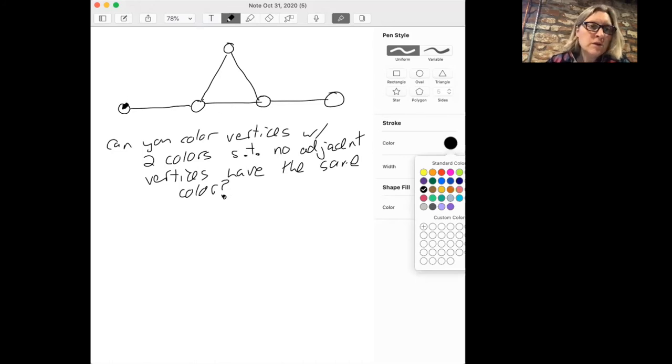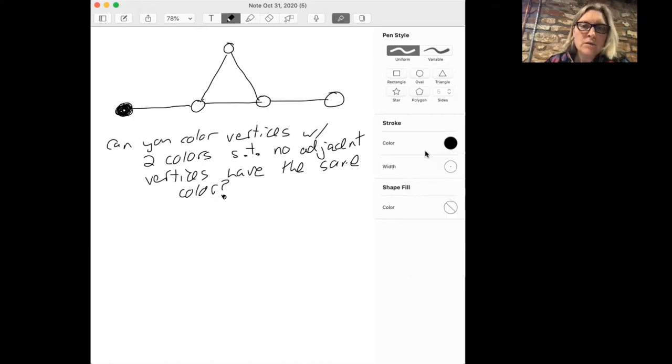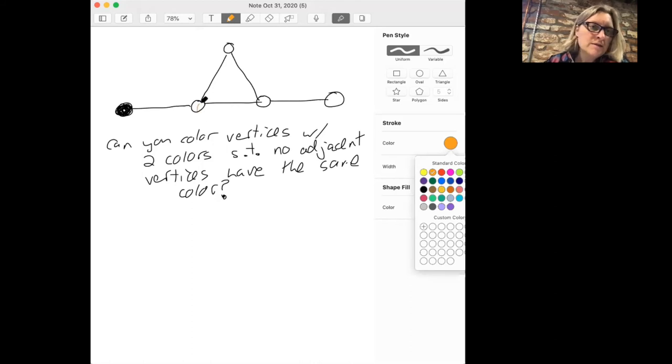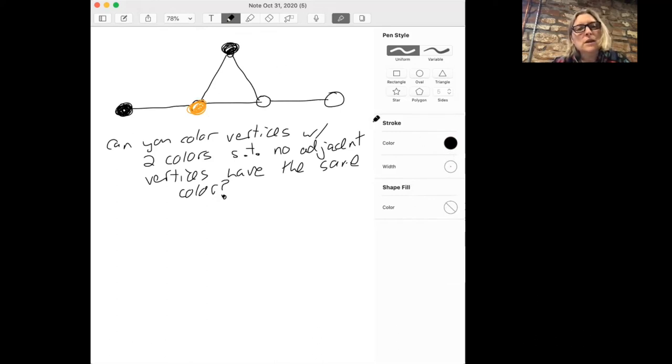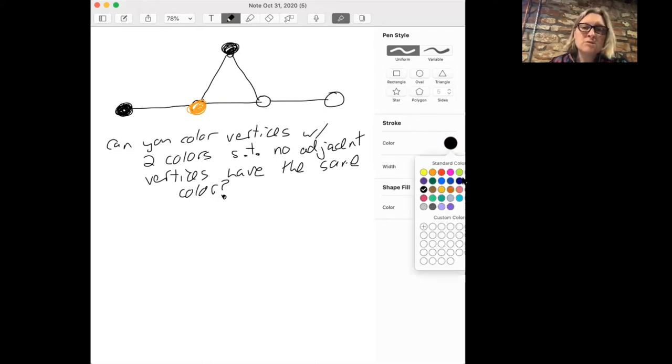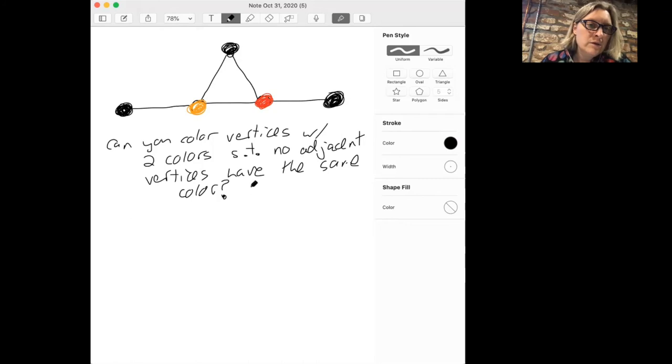Okay, so let's start with the inspiring color of black. If I make this one black, then the next one can't be black because it's adjacent, but I could make it orange. Well, if that one's orange, then this one has to be black. But then this one cannot be black or orange because it's adjacent to an orange one and adjacent to a black one. Maybe I have to color this one red. And then I have choices for the next one. This one could be black or orange.